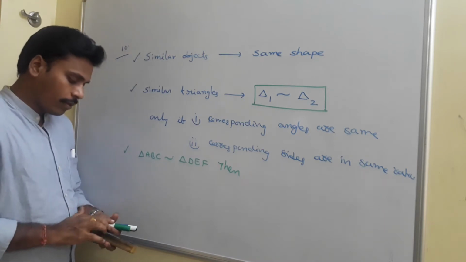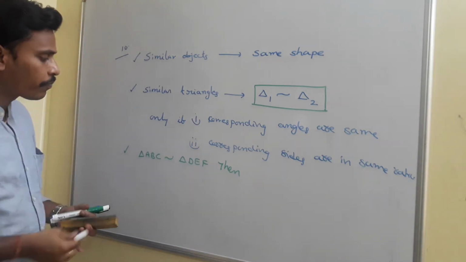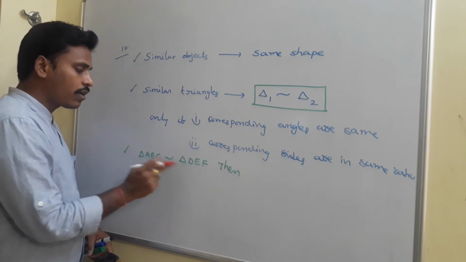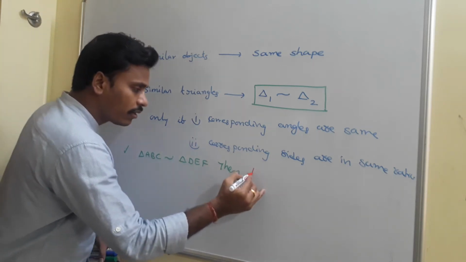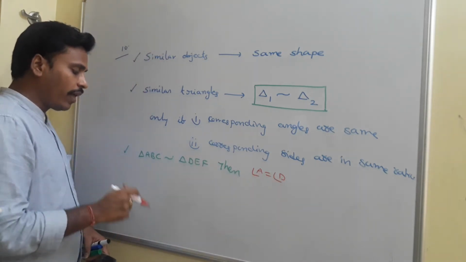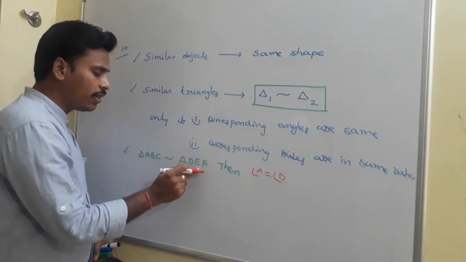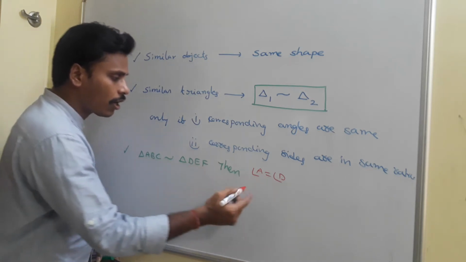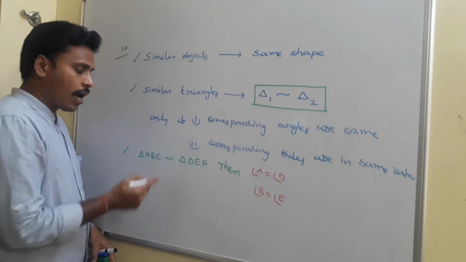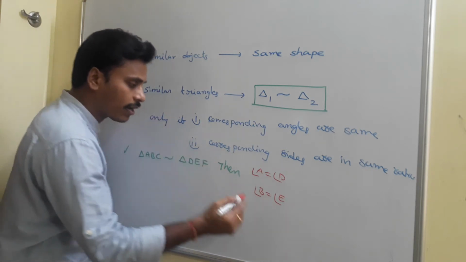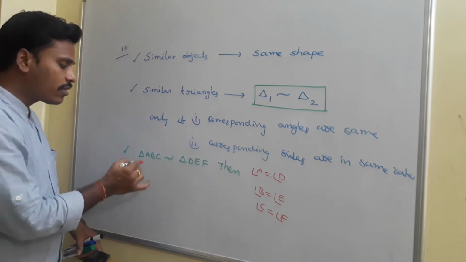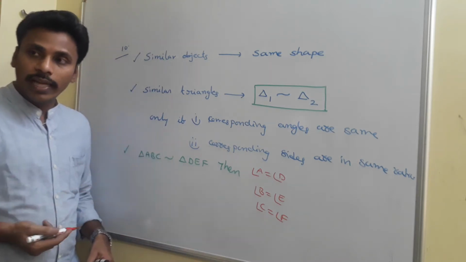what will happen? As I mentioned, their corresponding angles must be equal. See, here we have A first and here it is D first. In that sense, angle A equals angle D. And vertex B and vertex E are corresponding, so angle B equals angle E. And vertex C and vertex F are corresponding, so angle C equals angle F. Since these two are similar, their corresponding angles are equal.